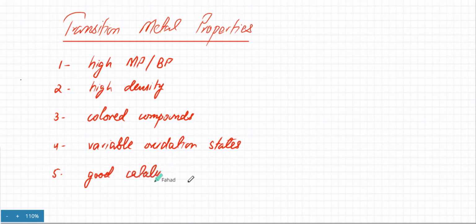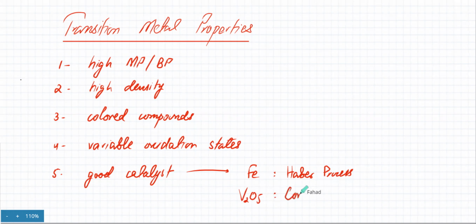So these were five very important properties of transition metals, which is why they were called that. Based on these properties, you would identify a transition metal. I'll just give you some examples of good catalysts as well. Iron was used as a catalyst in the Haber process. Then there was vanadium pentoxide, V2O5, that was used as a catalyst in the contact process.